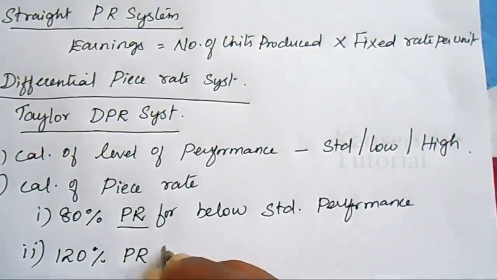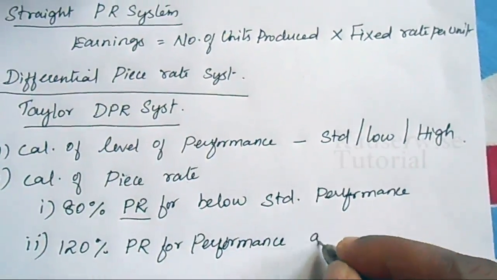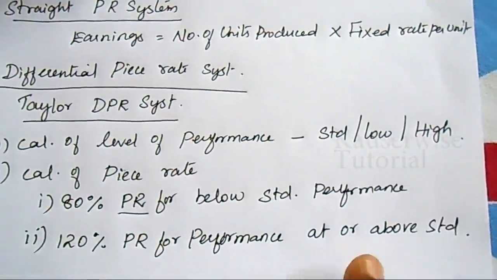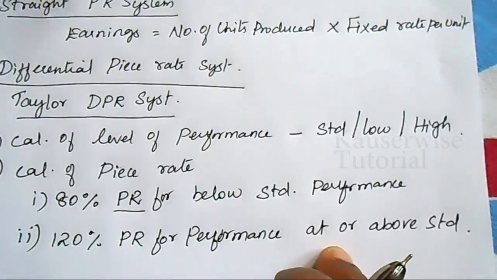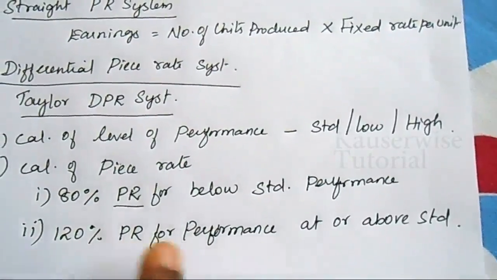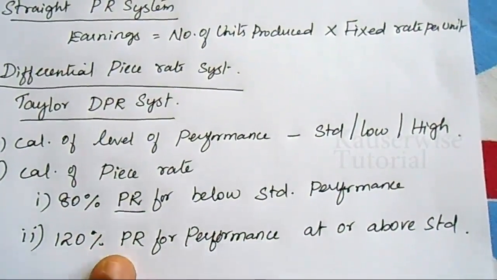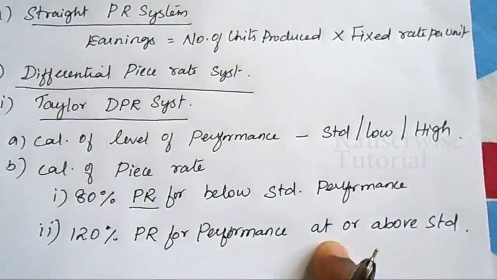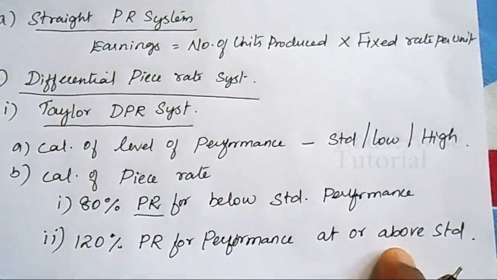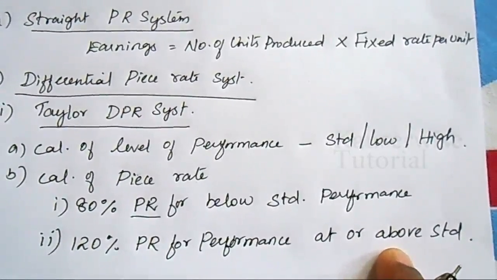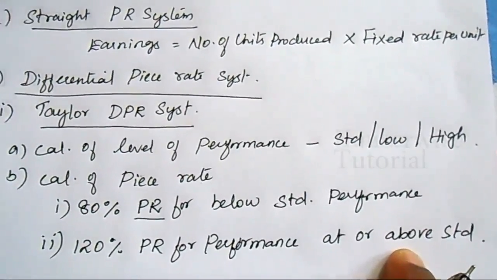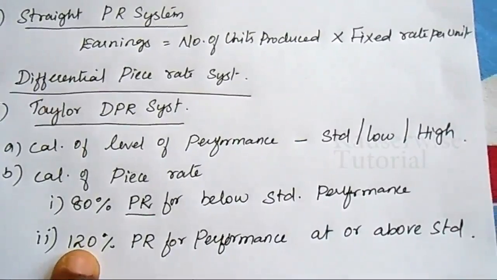120% of piece rate for performance at or above standard. If the employee's performance is at standard, he is entitled to get 120% of the piece rate. So this 120% piece rate is applicable at or above standard. If the employee produces above standard, for example, the standard is 100 units and the employee produces 120 or 130, which means above standard, then whether he is at standard or above standard, this percentage is applicable for both cases.